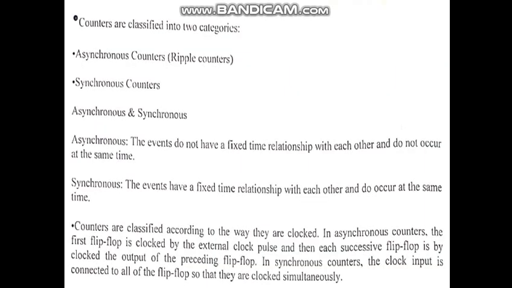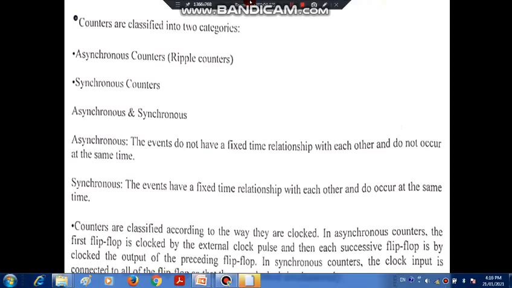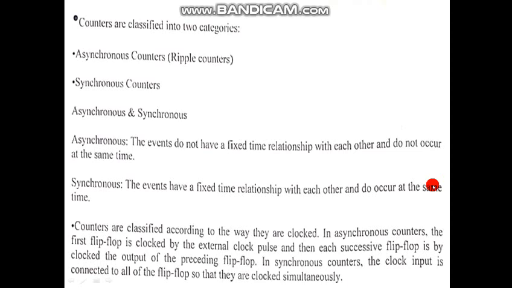Counters are classified into two categories, as we know: synchronous counter and asynchronous counter. The asynchronous counter is also called a ripple counter. Asynchronous means the events do not have a fixed time relation with each other and do not occur at the same time, whereas synchronous means the events have a fixed time relationship with each other and do occur at the same time. The counters are classified according to the way they are clocked.